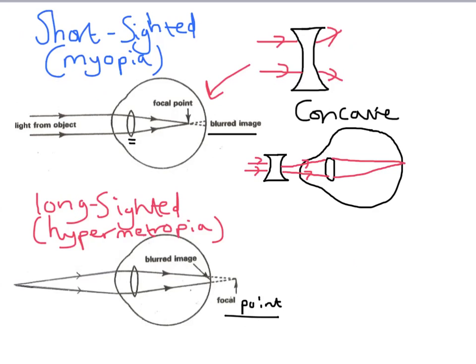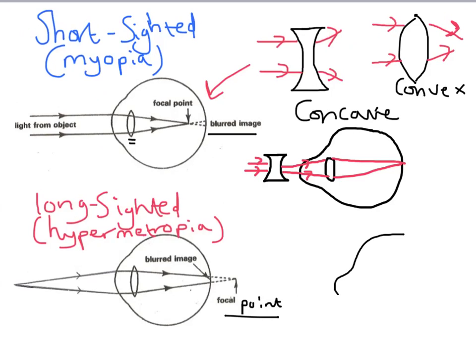Now there is another lens, and we'll put this up at the top. This lens here, you can see it's a bit more rounded. This lens is convex. And in this case, the light rays enter, but then they're refracted a little bit more. So a convex lens would actually be the ideal thing to use in someone who is long-sighted, and we'll draw a diagram just to explain why.